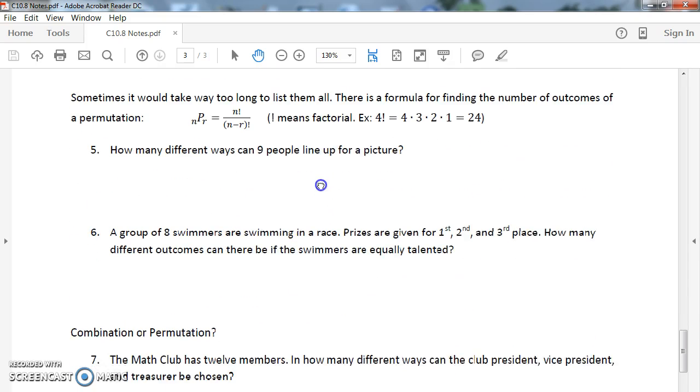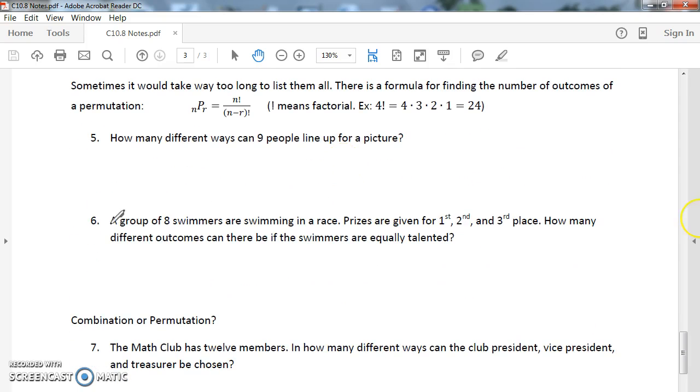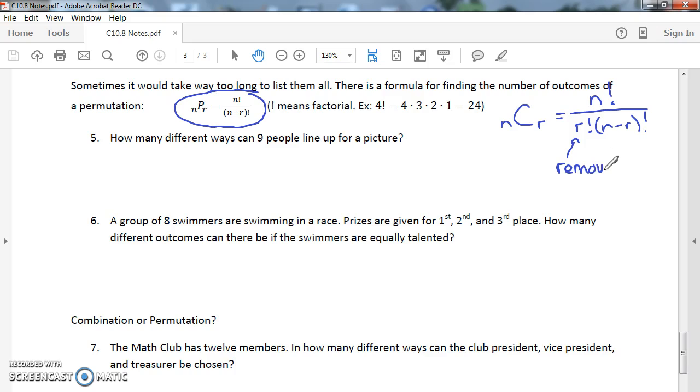Now again, sometimes it would take a really long time to list them all. You could fill out your 9 blanks here for these 9 people lining up for a picture. But there is a formula for the permutations, and I'd like to take a moment to compare that formula to the formula for combinations. They are practically identical, but with one key difference, and that difference is right here, that r factorial does not exist in the permutation formula. This factor down here in the denominator is what removes the duplicates.